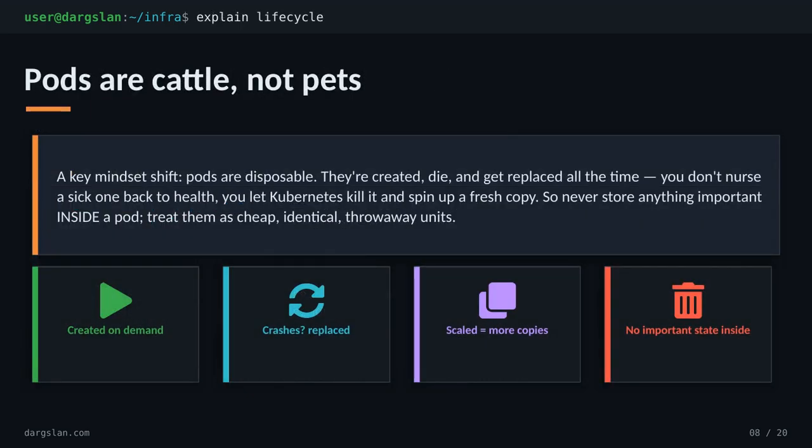Now that you can drive pods around, here's the mindset that trips up most people coming from Docker. Pods are cattle, not pets. You don't SSH in and fix a broken one. You let Kubernetes shoot it and start a fresh, identical copy. They're created on demand, replaced when they crash, scaled by just running more copies, and crucially, they hold no important state inside. Anything you actually care about lives somewhere else, and we'll get to where soon.